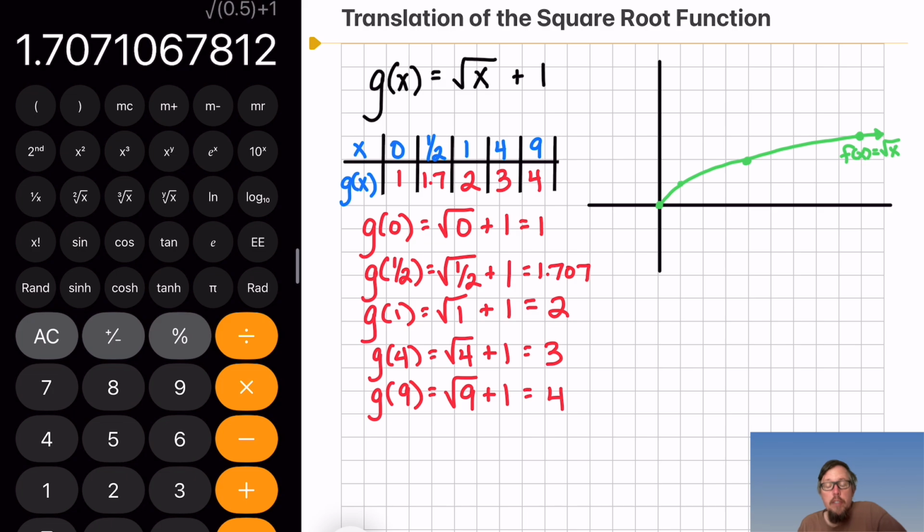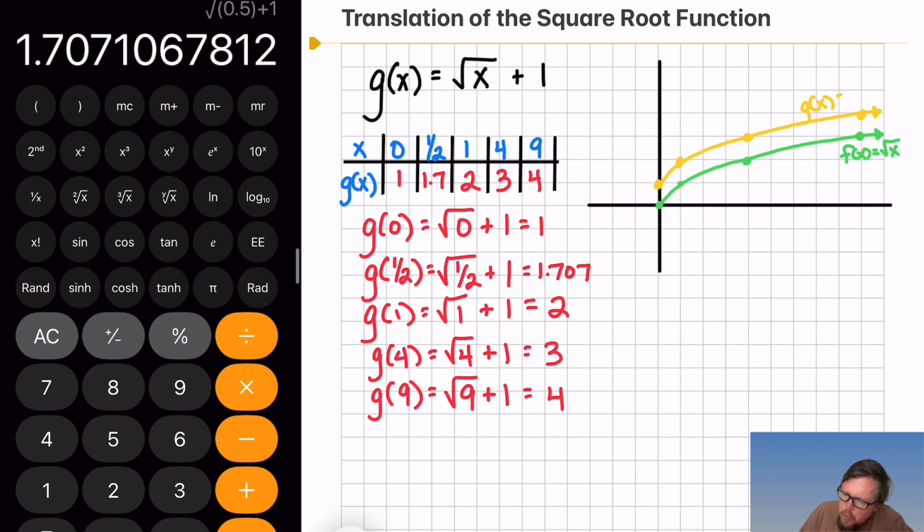So now that we have our table filled in, let's go ahead and graph our points and see what this function looks like. Our first point on our table was 0, 1. And then we have a half and 1.7. I'm going to skip over that one since graphing 1.7 can be a little tricky. Let's go straight to the 1, 2. And then we've got 4, 3. And then finally 9, 4. And then we'll go ahead and connect our points. And there's our g of x function.